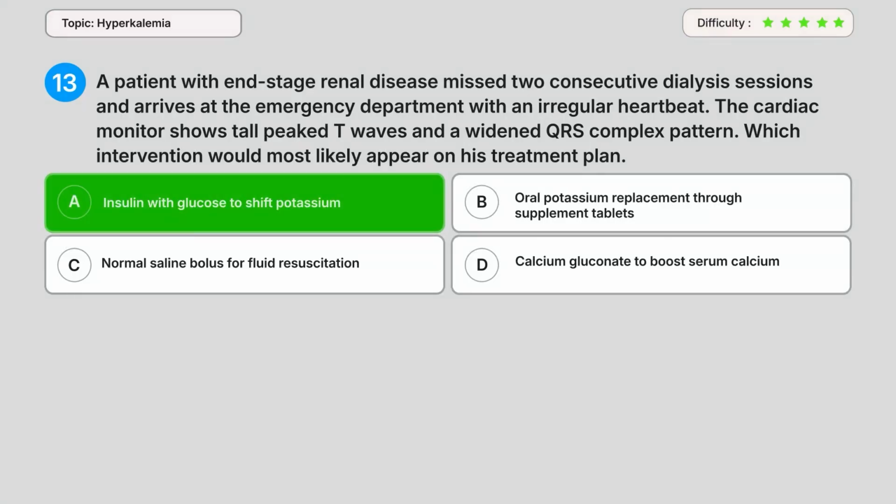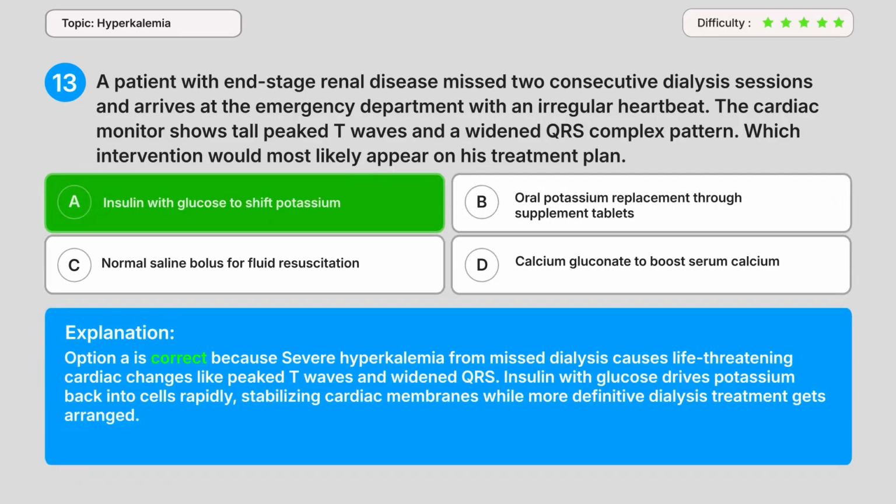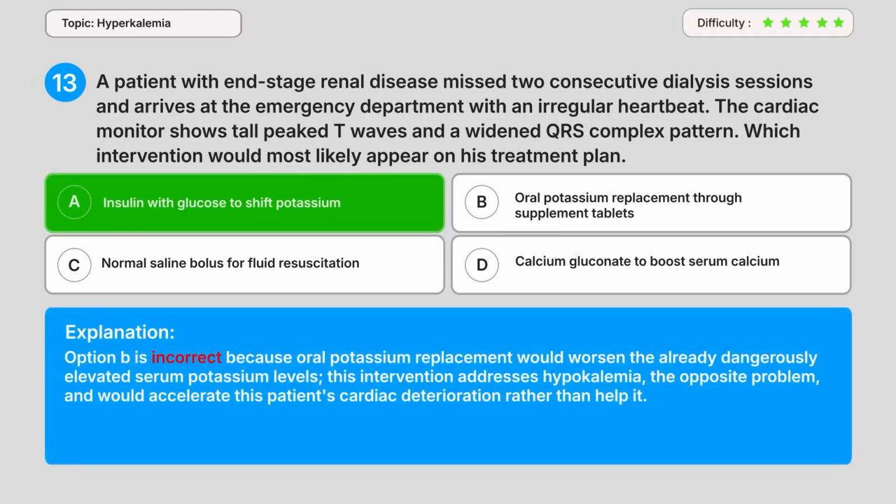Correct answer. A. Insulin with glucose to shift potassium. Severe hyperkalemia from missed dialysis causes life-threatening cardiac changes like peaked T waves and widened QRS. Insulin with glucose drives potassium back into cells rapidly, stabilizing cardiac membranes while more definitive dialysis treatment gets arranged. Option B is incorrect because oral potassium replacement would worsen the already dangerously elevated serum potassium levels. This intervention addresses hypokalemia, the opposite problem, and would accelerate this patient's cardiac deterioration rather than help it.